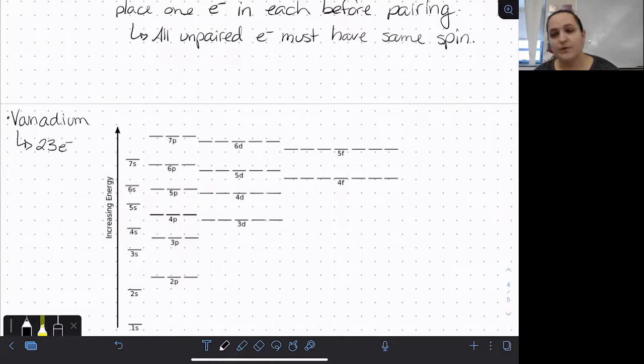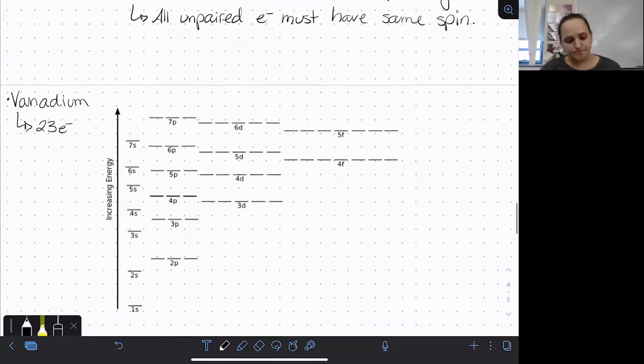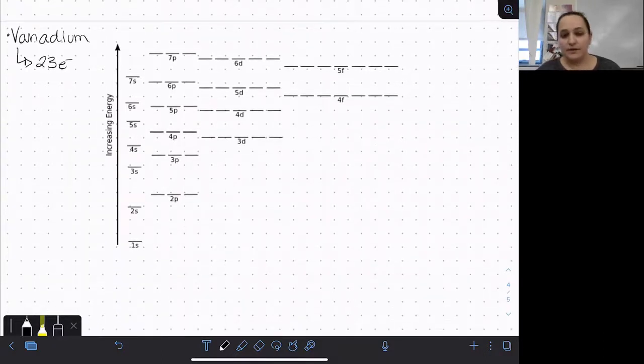So if we want to fill up this diagram, we will always start at the bottom. The y-axis here is energy, so the lowest energy orbitals are found at the bottom, and then we'll work our way up. So placing our first electron, note that you can either use a whole arrow or a half arrow. Either one is fine. I usually use half arrows just because they're a little faster to draw, but either one is totally acceptable.